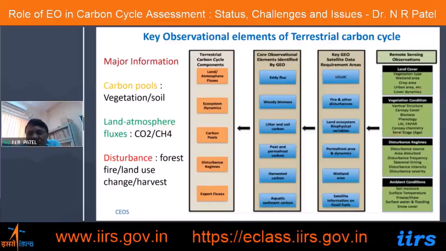Land use, land cover, crop area, urban area, different kinds of cover dynamics: we can monitor with land use land cover change databases. So overall, remote sensing or earth observation data available as of today has the capability to provide information for different key aspects of the carbon cycle like carbon pools, land atmosphere fluxes, as well as disturbance.